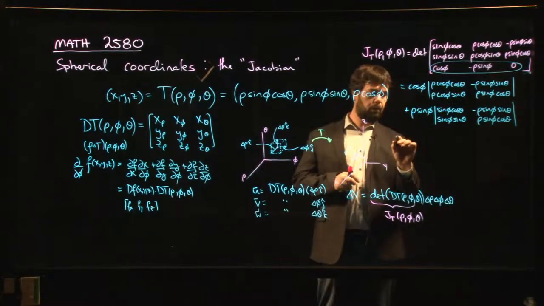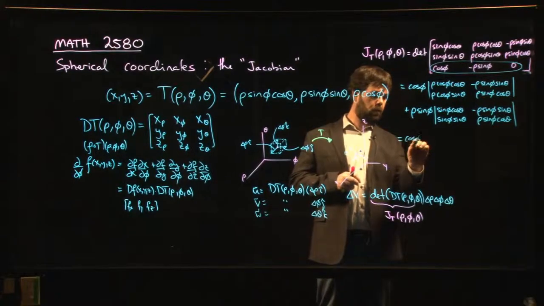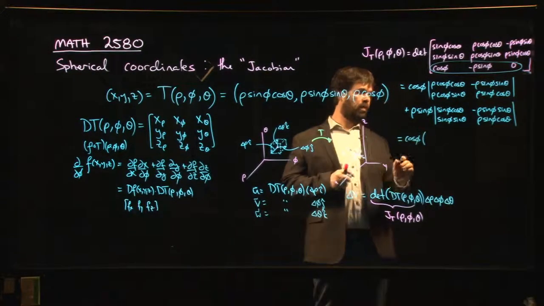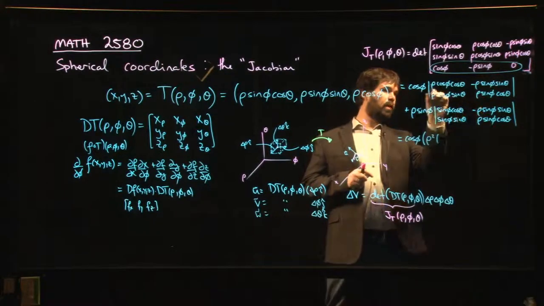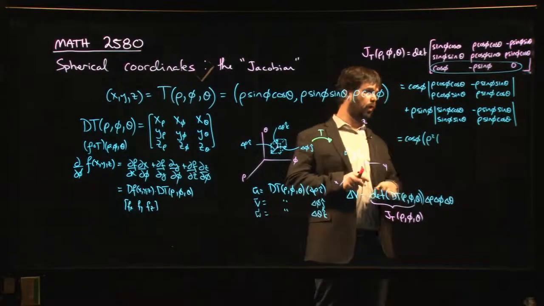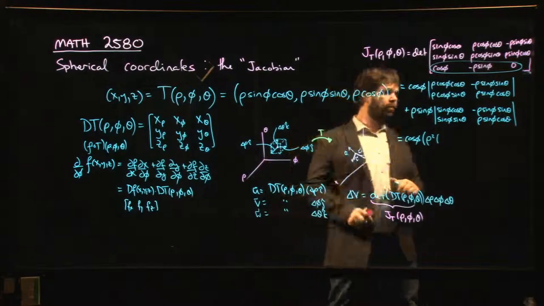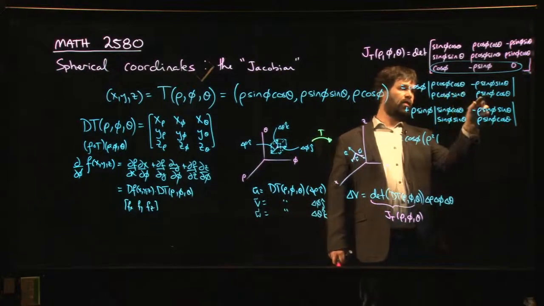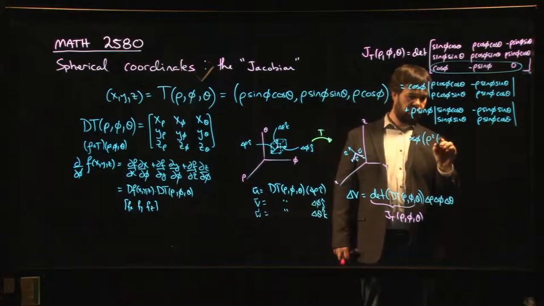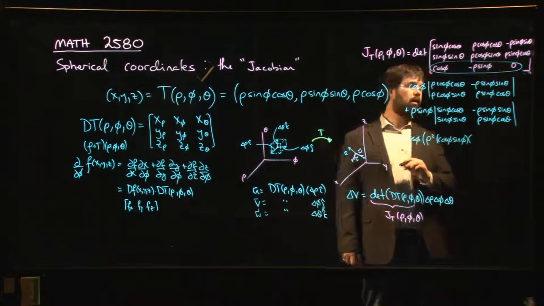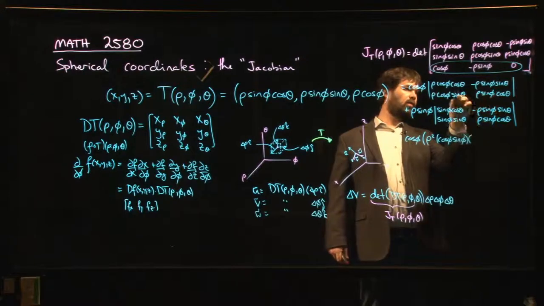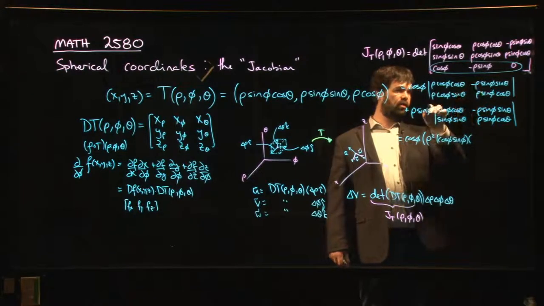Let's do the 2x2s. Cos phi times rho squared, rho times rho, rho times rho, so let's take the rho squared out. Also, notice that there's a cos phi sine phi, cos phi sine phi, so there's a cos phi sine phi that's going to be common. And then cos theta times cos theta, so cos squared theta, minus, for this diagonal, minus minus becomes plus, plus sine squared theta.